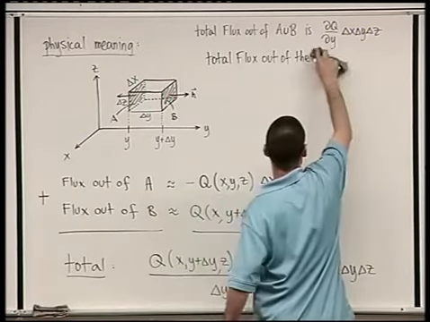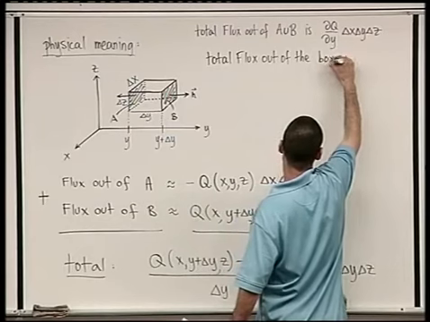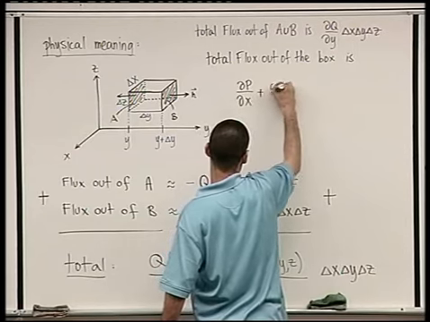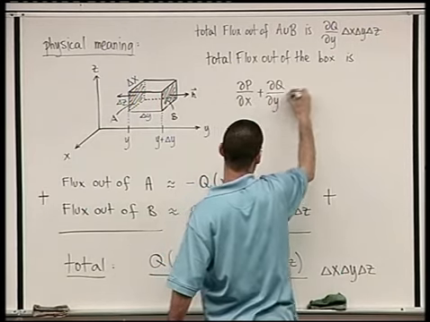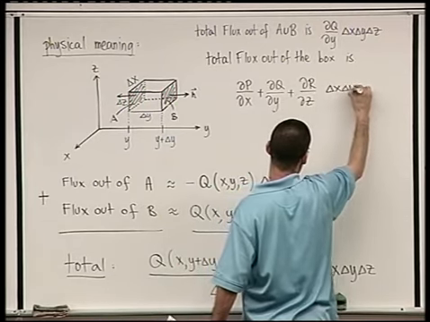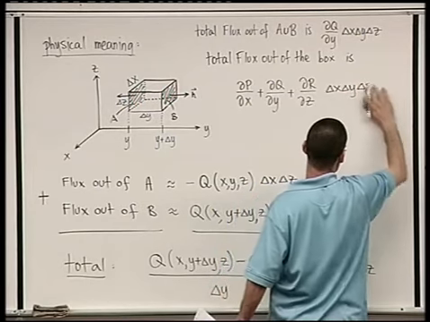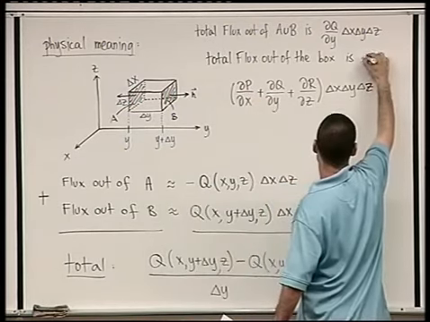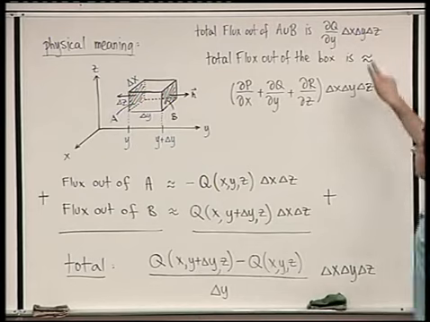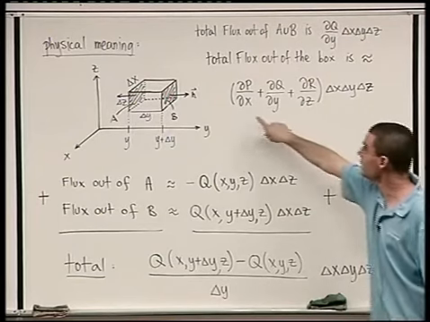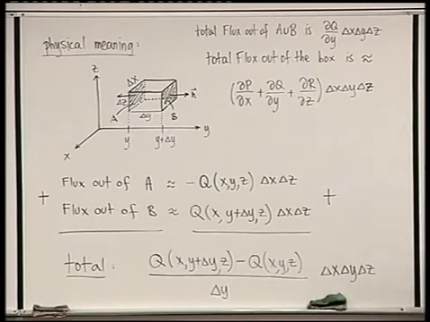Okay? And what you're going to get is that the total flux out of the little box is dp to dx plus dq to dy plus dr to dz times delta x, delta y, delta z. Okay? So what we calculated is the contribution of Q, which only contributes to those two sides, and similar arguments would get you this. Now, so this is the total flux out of the box.